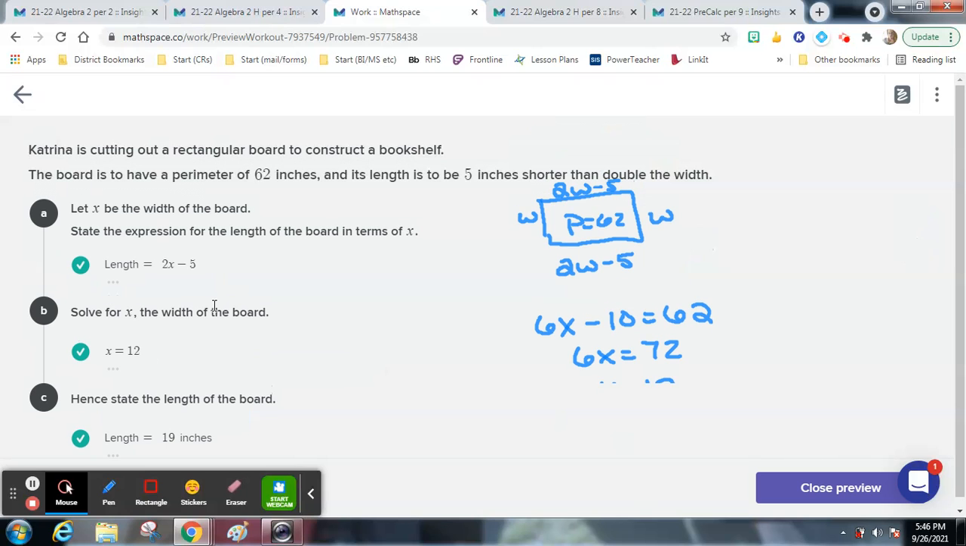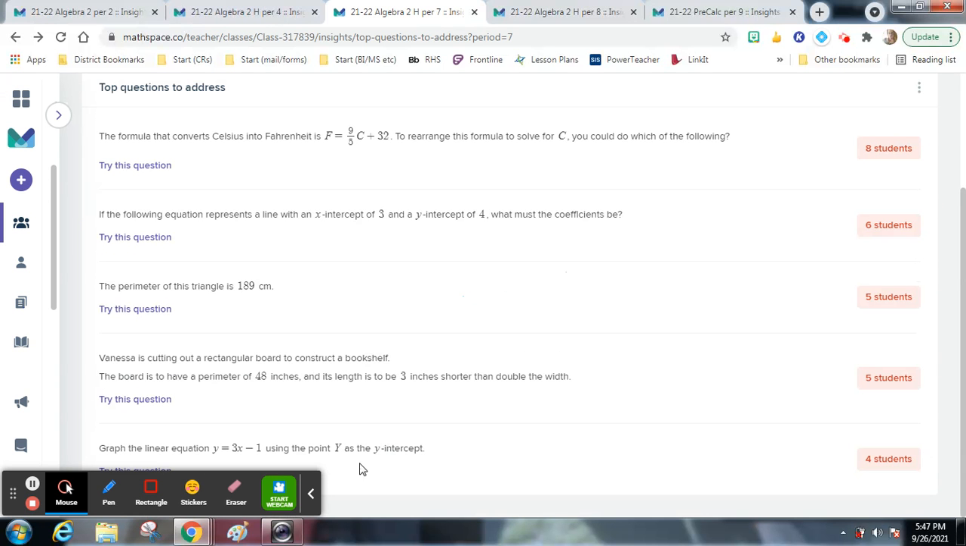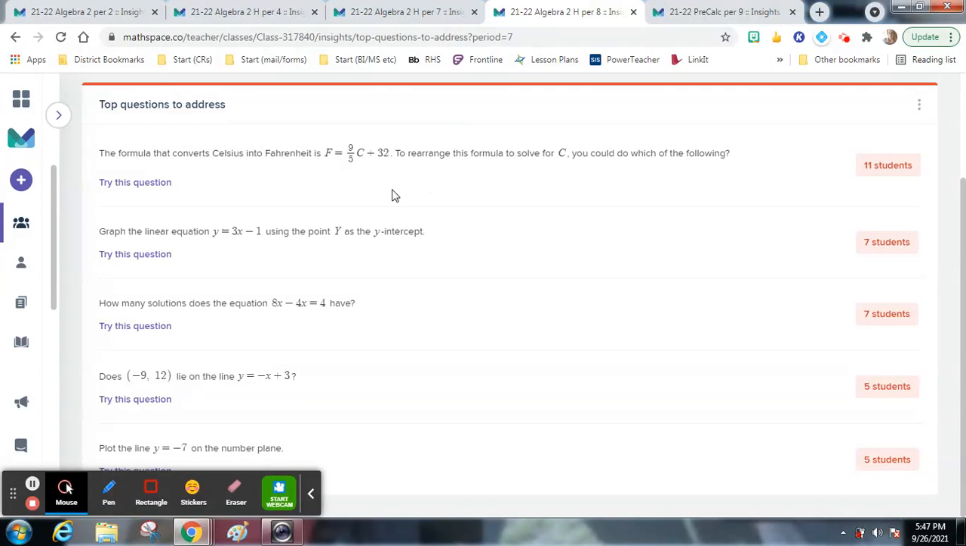I know a lot of problems when I was walking around was people were jumping ahead here. They weren't typing in terms of x, or they were solving right away. So again, just follow the order in which Mathspace is asking you to do things. And the last question for period 7, we already did that. Graph with y as the intercept. So we talked about that.